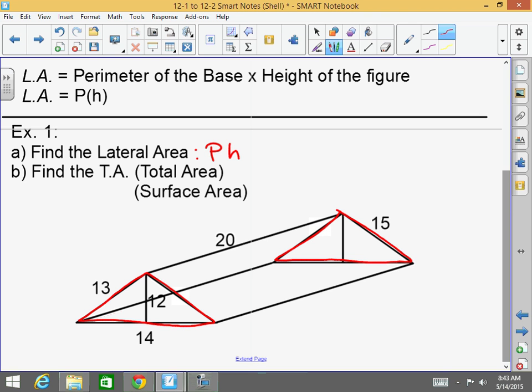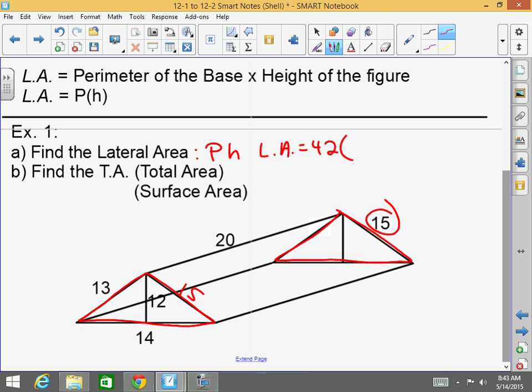So what is the perimeter of this triangle? Remember that 15, I'm throwing you off. That 15 is the same thing over here. Correct, you add up all the sides. So you got 27 plus 15, 42. So my lateral area equals 42 times, what's the height of this prism? 20. Okay. Thank you for saying that.